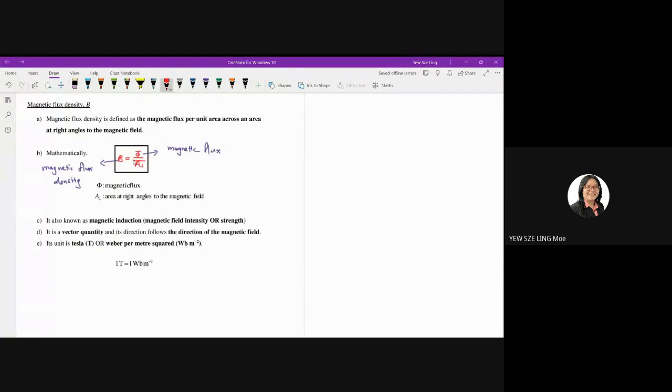And magnetic flux density at the same time is known as magnetic field, or you can also call it magnetic field strength. Okay, magnetic field intensity juga boleh. So Anda kena berhati-hati dengan terms-terms dia, alright? So you write it down first before I proceed to the next part.